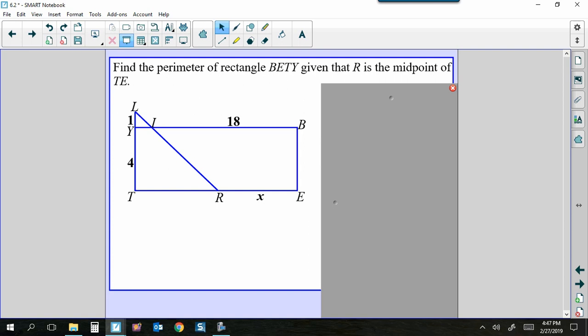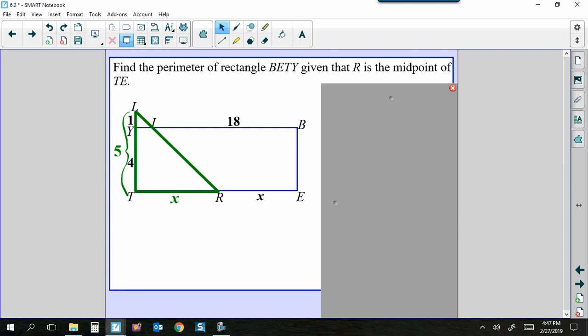So this question is asking us to find the perimeter. So we're definitely going to be talking about the opposite sides and all 4 sides actually. You're also given that R is a midpoint of ET. So if the right side of R is X, then we know the left side must also be X. So for this triangle, the bottom horizontal side is X.